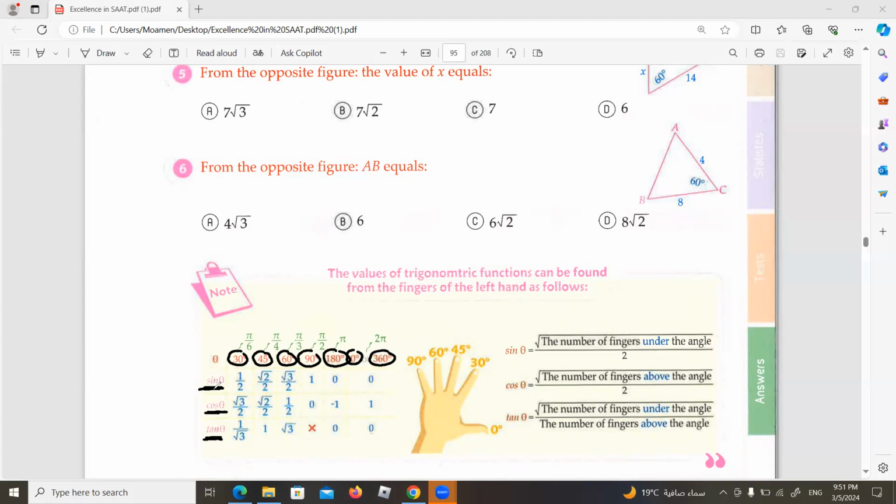Sine 30 is equal to half directly. Sine 60 is root 3 over 2. Sine 45 is root 2 over 2. Sine 90 is 1. Sine 180 or 360 or 0 is equal to 0. What about cosine? The opposite.